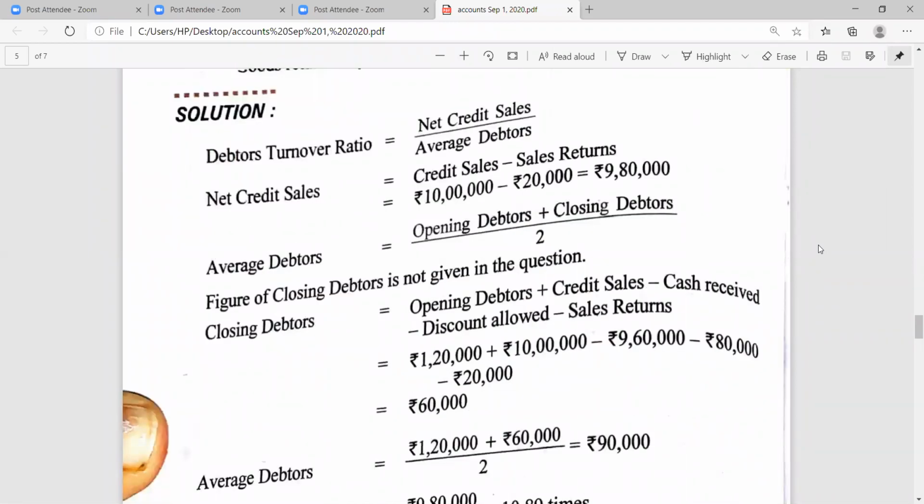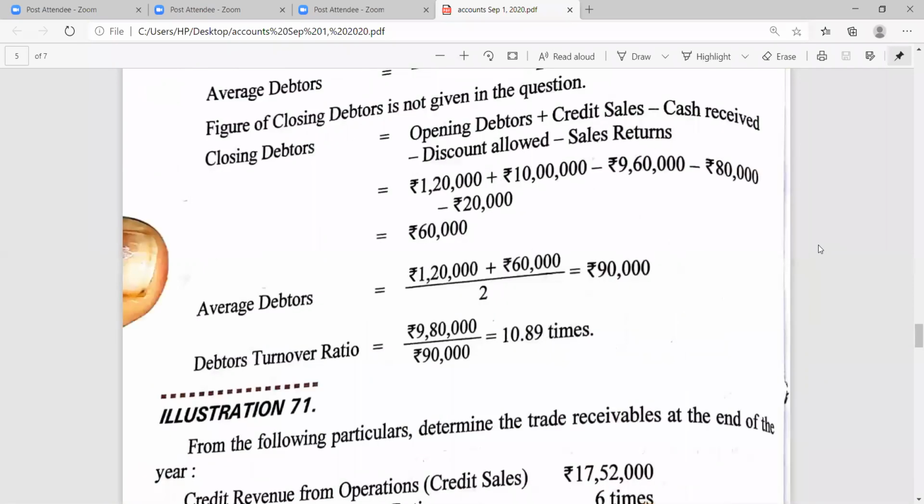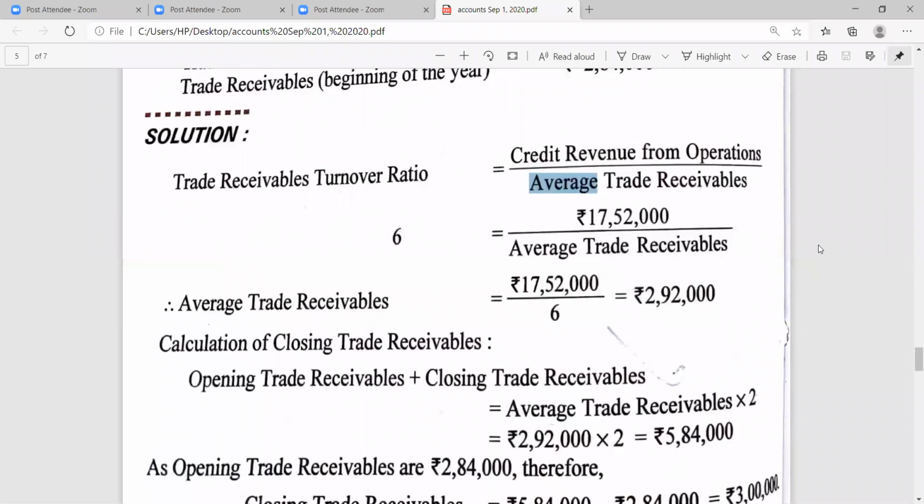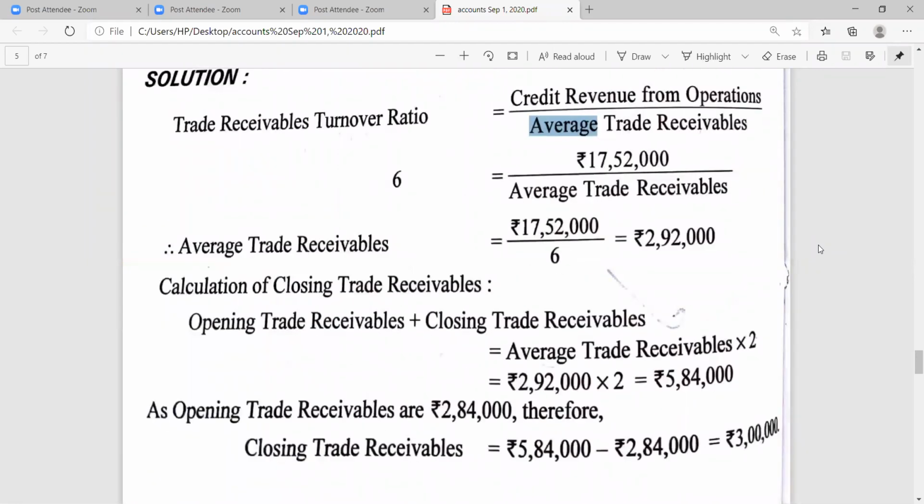In the next question we did, the trade receivable turnover ratio is given to us. With the help of that information, we have to calculate the average trade receivable first, and with the help of average trade receivable, then we have to calculate the opening as well as closing trade receivable. In this way, we have discussed the topic today. You have to complete your questions, practicals, examples, additionals, everything related to the topic, and feel free to ask your queries. That is all for the day. Thank you. Have a nice day.